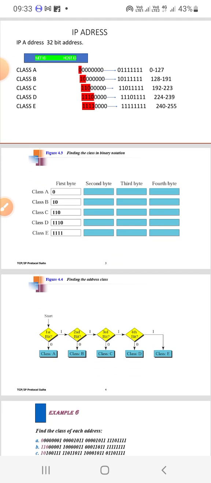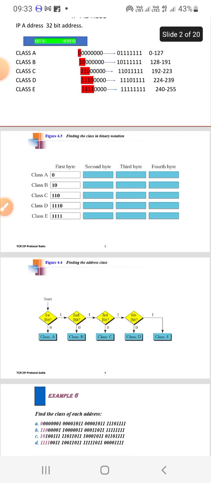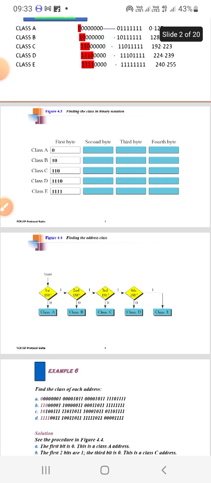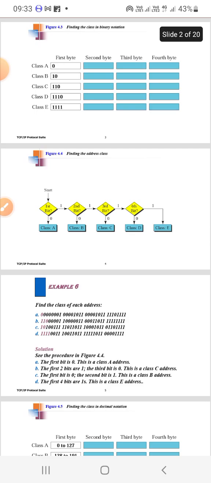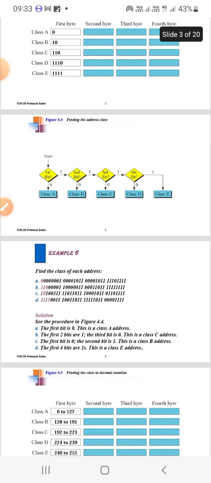If the first bit is 0, it comes under class A. If the first 2 bits are 10, it comes under class B. If the first 3 bits are 110, it comes under class C. If the first 4 bits are 1110, it comes under class D. If the first 4 bits are all ones, it comes under class E. Here is the diagram to know the classes. If the first bit is 0, it's class A. If the first and second bits are 10, it comes under class B. This is the diagram representation.